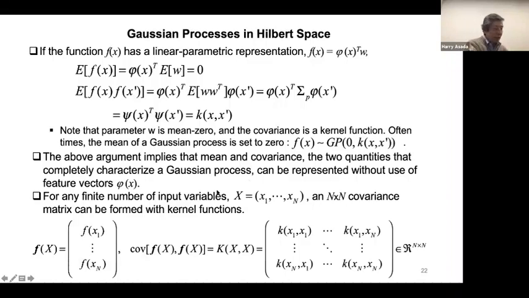The above argument implies that the mean and the covariance, the two quantities that completely characterize the Gaussian process, can be represented without the use of feature vectors. So this is a very important point. I'm just emphasizing this again. For any finite number of input variables, even though the original ones are infinite dimensional, you can pick any samples x1 to xn, and the n by n covariance matrix can be formulated with the kernel functions.